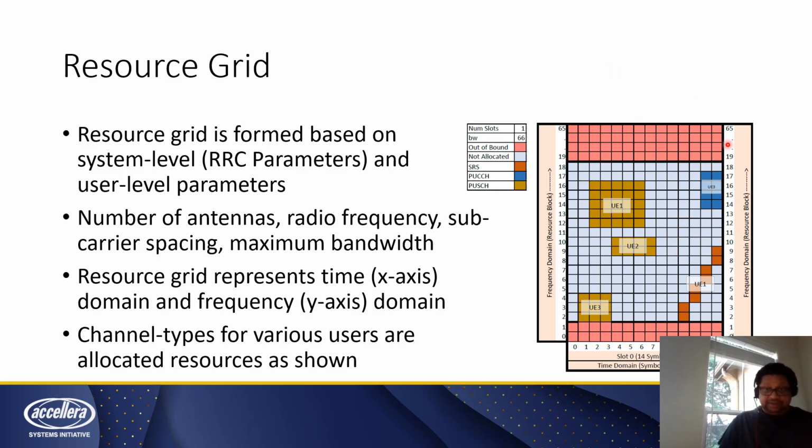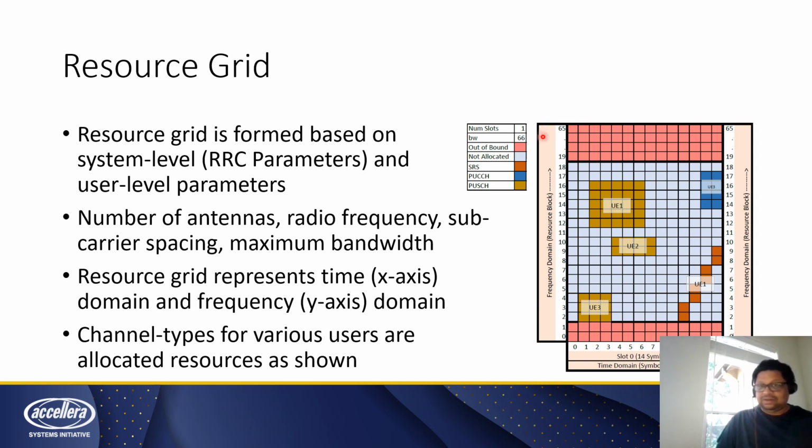Now here in this diagram, we see one slot, which is basically 14 symbols in the time domain, and the number of RBs represented in the frequency domain. The total bandwidth allocated here is 66 PRBs.